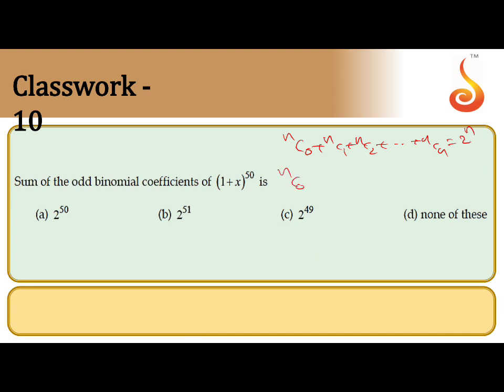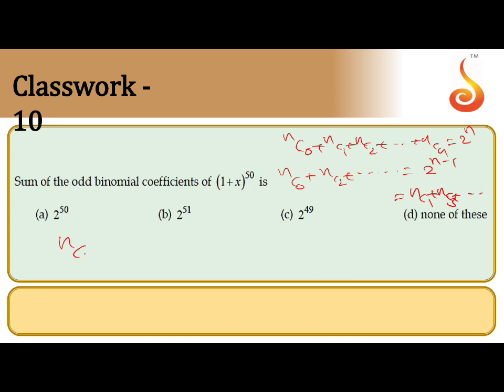Next, the sum of the odd coefficients means nC0, nC2, and so on. This value equals 2 raised to power n minus 1, and that is equal to the sum of the even binomial coefficients. These are formulas you have to memorize. Sum of all coefficients is 2 power n. Sum of only odd coefficients, and sum of even coefficients, is 2 power n minus 1.